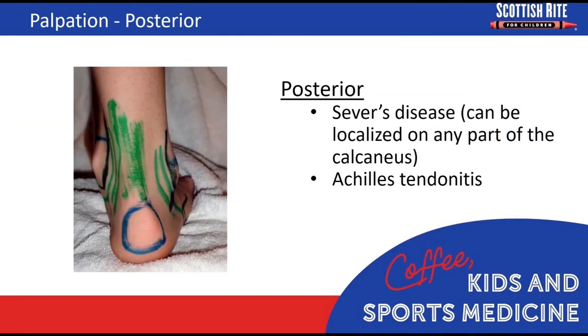And then turn your attention posteriorly if you can. And again, you can be doing posterior if you're lateral or medial at the same time. So posteriorly, you have your calcaneus. So you could have a calcaneal fracture, usually a high impact type injury. Sever's disease. Now, Sever's disease or calcaneal apophysitis can present anywhere on the calcaneus. It could be medial, it could be lateral, it could be posterior. And then also Achilles tendonitis.